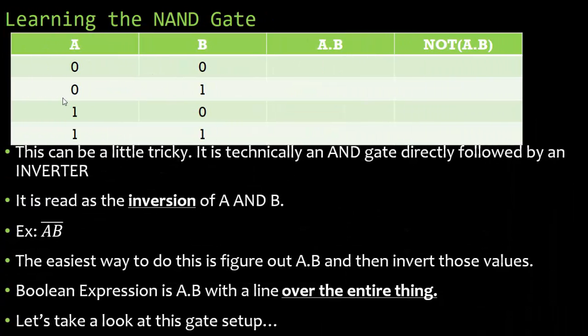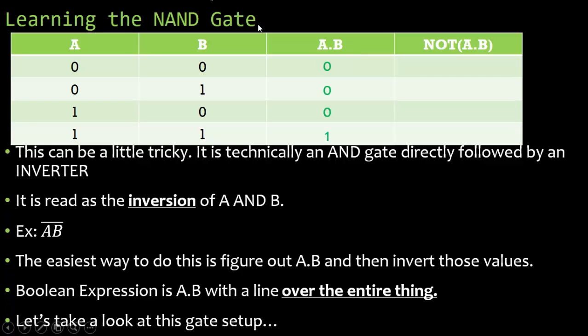The easiest way to do this is to figure out A and B and then invert those values. That way you're not trying to memorize those values, because it's literally not A and B. So we're inverting the values of A and B. Let's review that AND gate. When A and B both have an input of 0, we get an output of 0. When just B is true, we get an output of 0. When just A is true, we get an output of 0. But when A and B are both 1, we get a value of 1.